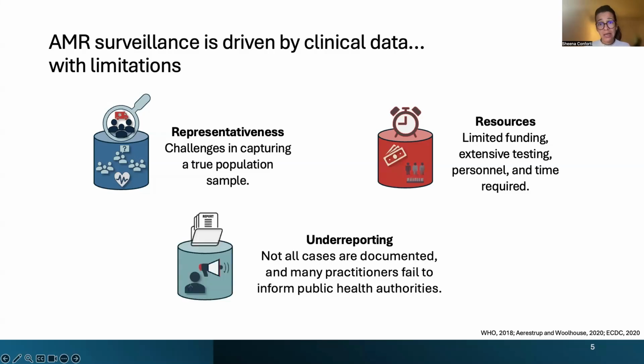And last but not least, there is the limitation of underreporting. So not everyone reports about antimicrobial resistance to public health authorities. And even in countries like Switzerland, where we have a very well-established clinical surveillance system for AMR, not everyone is obliged to report AMR cases.